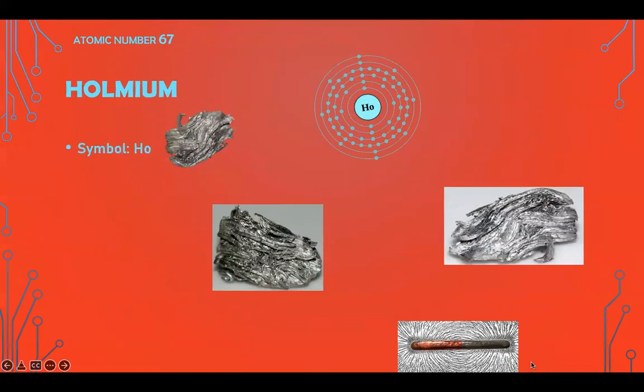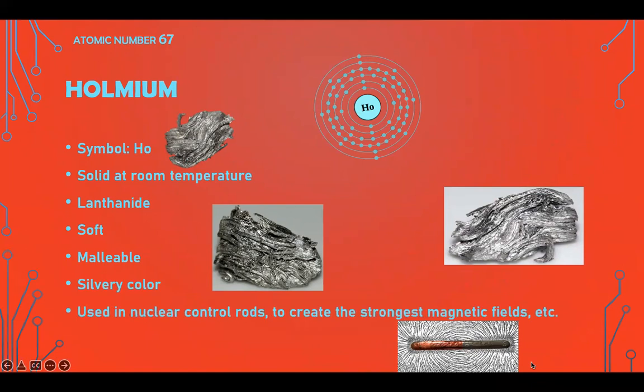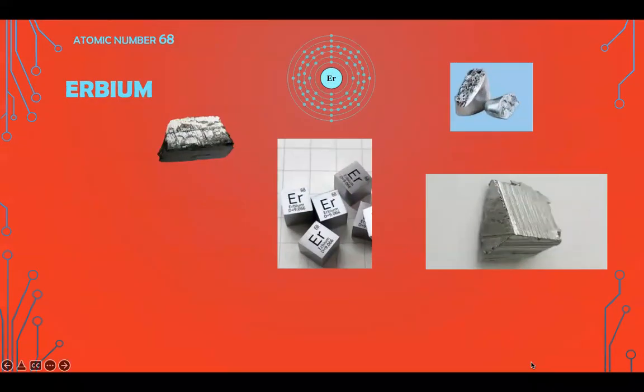Holmium. Holmium's symbol is Ho. It is a solid at room temperature. Holmium is a lanthanide. It is pretty soft. It is slightly malleable, like most of the other lanthanides, actually like all the lanthanides. Holmium has a silvery color, and it is used in nuclear control rods to create the world's strongest magnetic fields, etc.